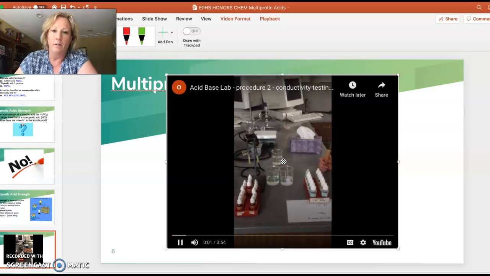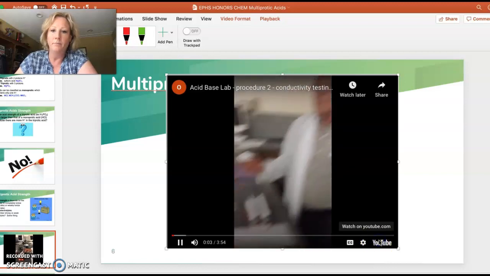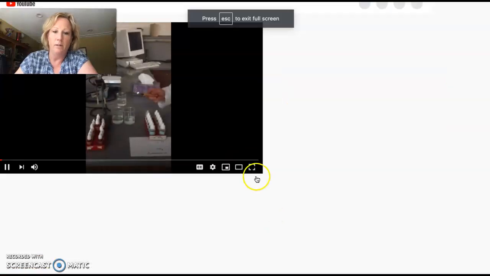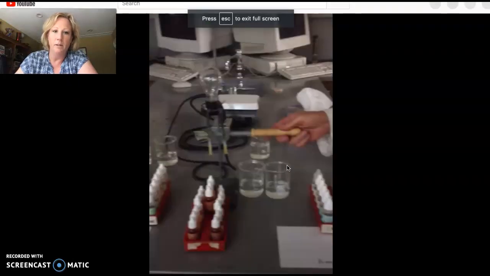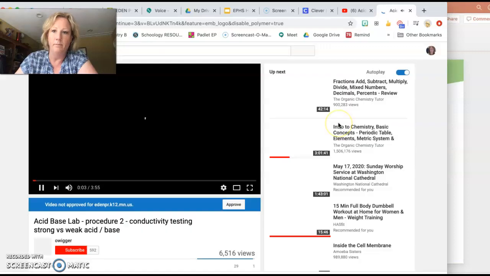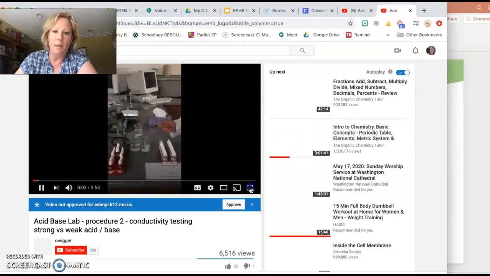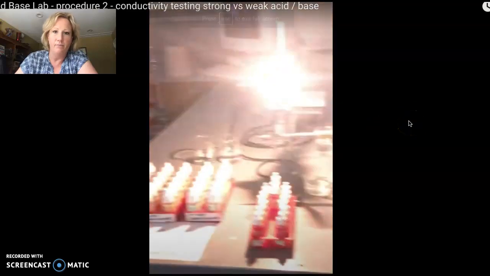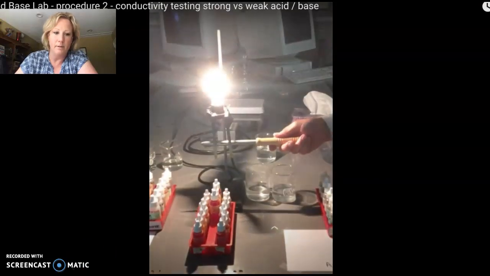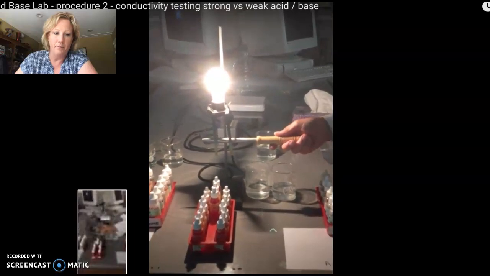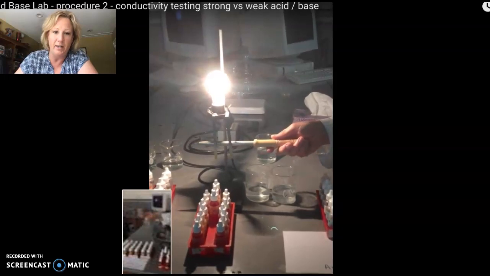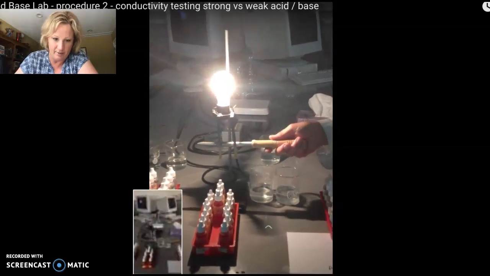Okay, what you're looking at is a conductivity tester, which is just a light bulb and some electrodes down below. Just like when I touch the electrodes with this metal tool, it completes the electrical circuit. The handle is insulated, so it's okay.